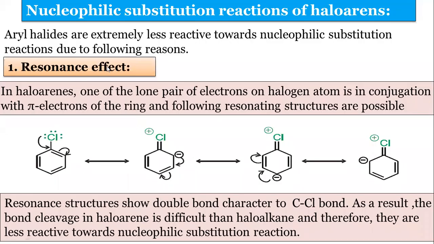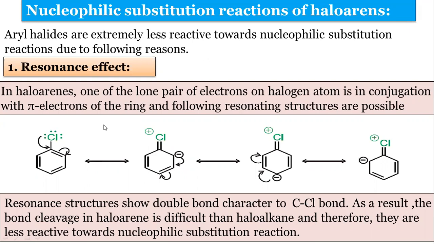First one is resonance effect. Remember, such type of resonance effect is absent in case of alkyl halides, but in case of aryl halides, the resonance effect is there. See, the bond between this chlorine and this carbon is very strong. This cannot be easily removed. So that's why it is difficult to replace this chlorine. Nucleophilic substitution reaction means we have to replace this halogen from the aryl halides, and it is very difficult to break, because resonance takes place and the bond becomes very strong. This is due to the resonance effect.